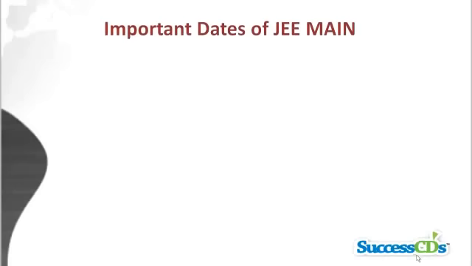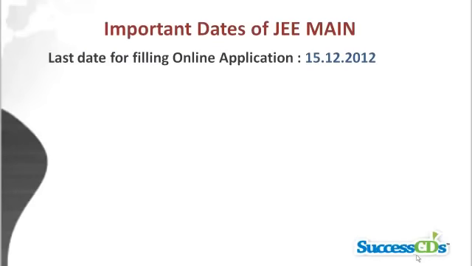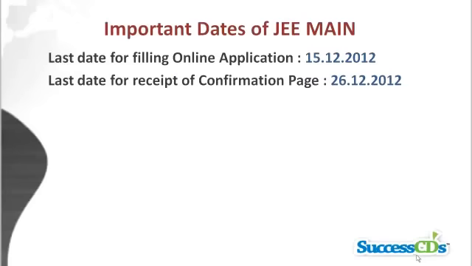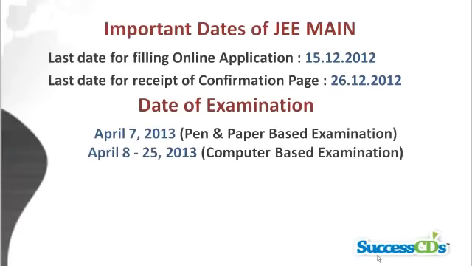Here are the important dates for JEE Main examination. Last date for filling online application is 15th of December. Last date of receipt of confirmation page at JEE Main Secretariat is 26th of December 2012. The dates of examination are as under: April 7th for pen and paper based examination, Paper 1 as well as Paper 2. April 8th to April 25th. This window is for computer based examination.